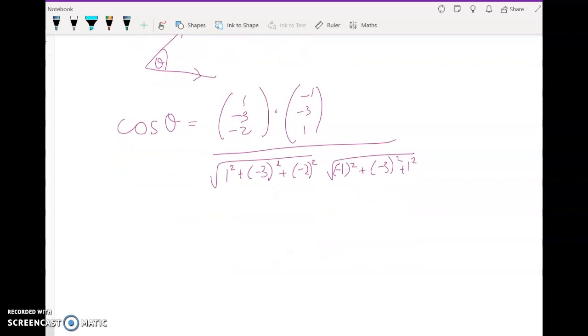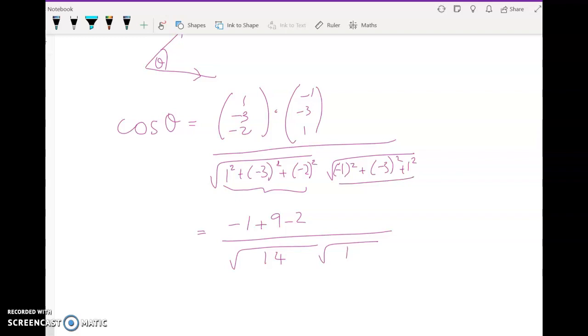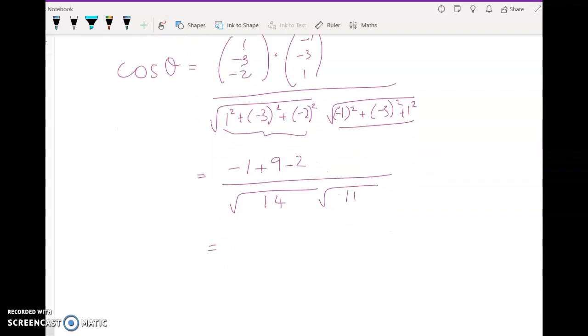Now you don't get particularly nice numbers here. That scalar product works out to be negative 1 plus 9 minus 2, divided by the square root of 1 plus 9 plus 4, which gives me 14. And here I've got 1 plus 9 plus 1, which is 11. So the cosine of theta is equal to 9 minus 3, so 6 over the square root of 154, which is not a particularly lovely number. 4 is not a factor.